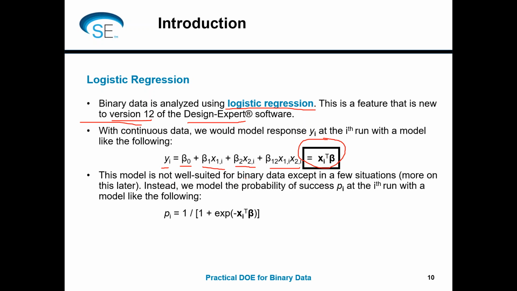Now, as I said, this model is not good. It's not well suited for binary data, except maybe in a couple of situations, which I'll mention later. So what we do instead is model the probability of success at the ith run, that's what this p_i is, with a model that looks like the following. p_i is that linear model, but I'm plugging it into the logistic function: 1 over 1 plus the exponential of negative X transpose beta.